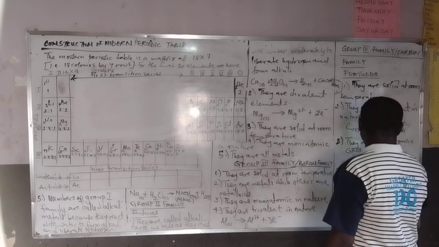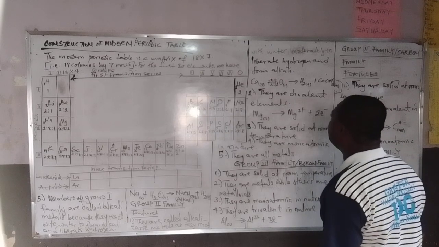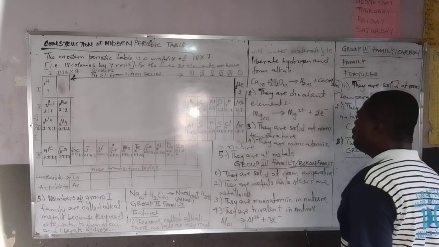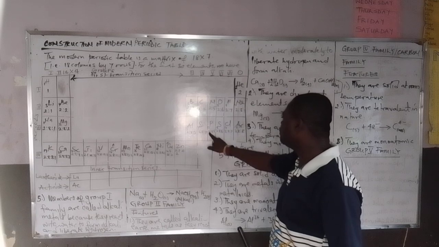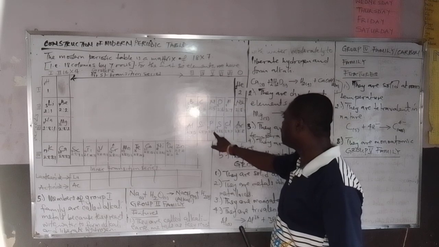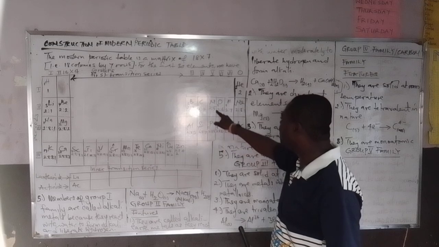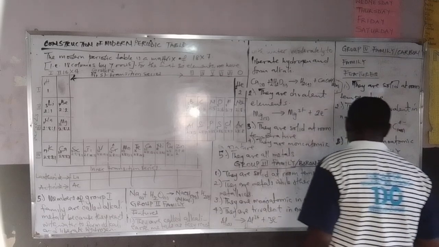Group 5 family. What are they? Nitrogen and phosphorus. Because nitrogen is number 7, 2:5, it ends in 5. Phosphorus is 15, 2:8:5, it ends in 5. For ending in 5, for having valence electron of 5, they are in group 5. So what do they have in common?